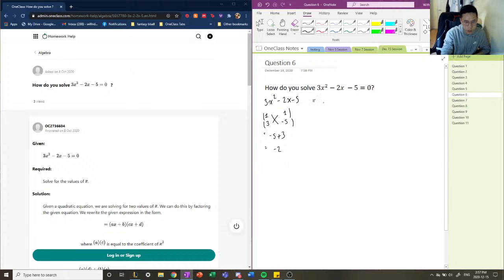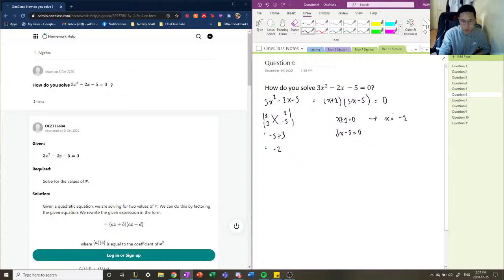So this equals x plus 1 and 3x minus 5. And now from this state, this factored form is the same as this. But in this interpretable form, we're able to find the values of x which will make this equation equal to 0. So the values of x will be whatever makes this bracket equal to 0 and whatever makes this bracket equal to 0. So all we have to do is actually solve for x plus 1 equals 0 and 3x minus 5 equal to 0. In this first one, we get x equals negative 1.